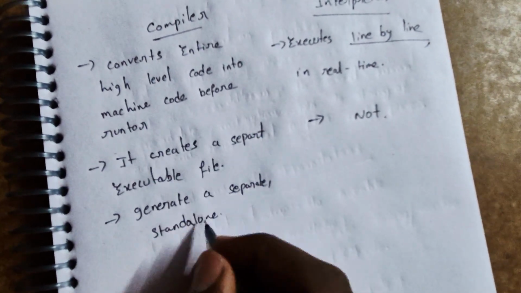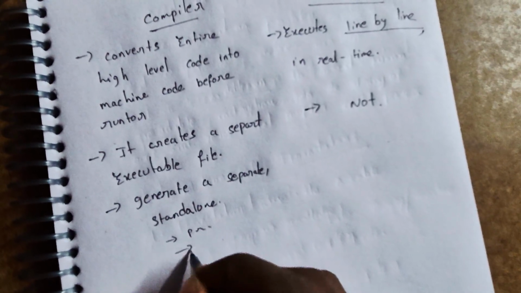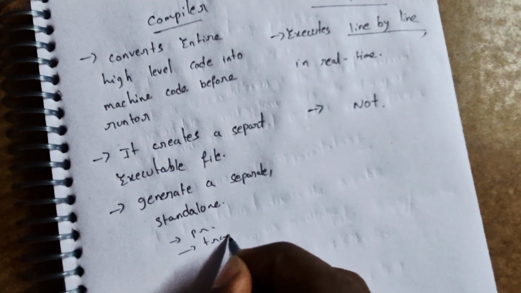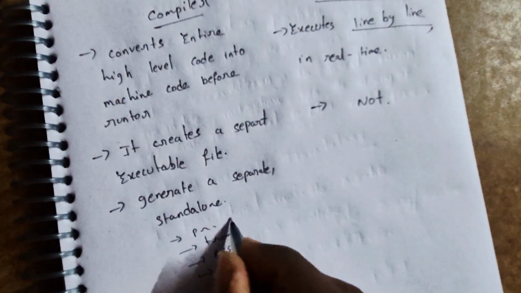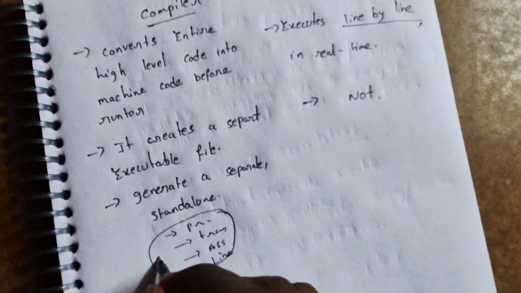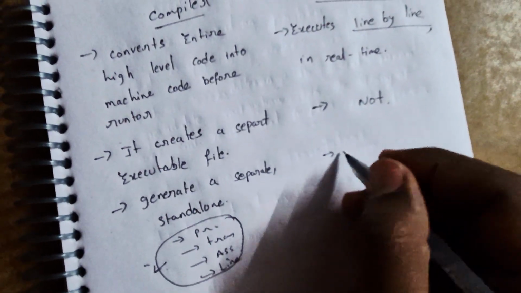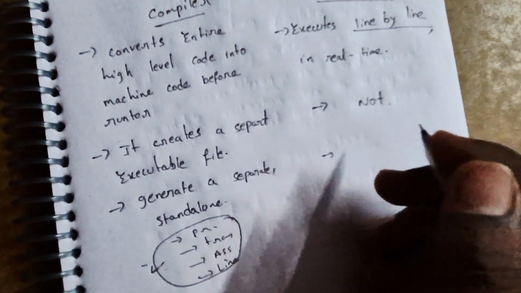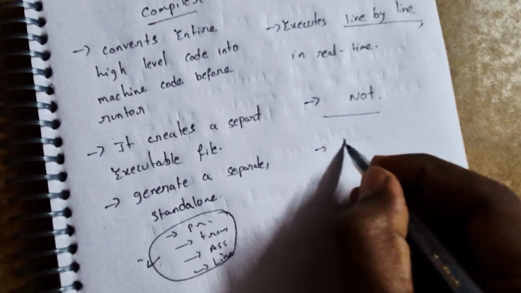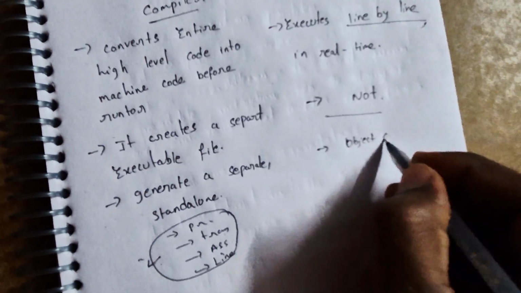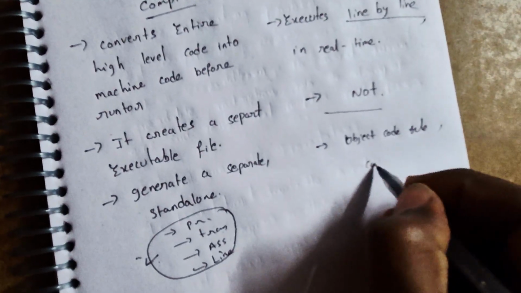In this compiler, some stages are preprocessor and translator, assembler, linker. Those are all discussed in compilation stages. And interpreter does not generate any executable file. It runs the object code file directly. Code is run directly.